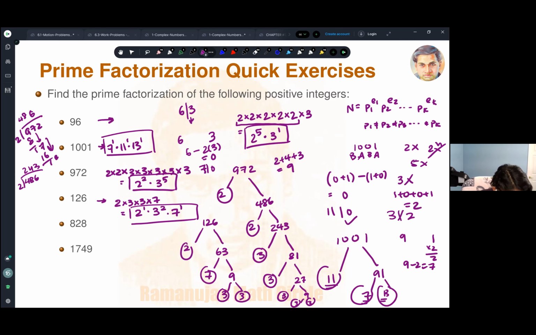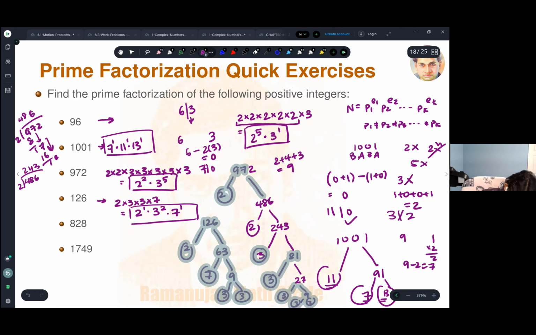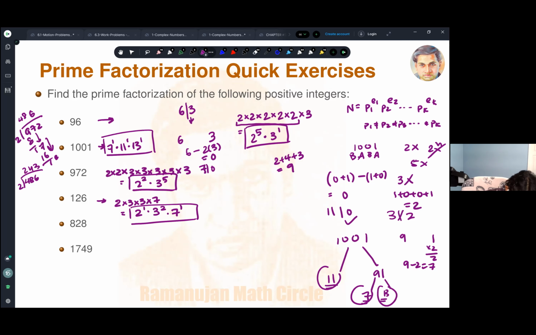Okay. Now I'm going to clear up the board a little bit. But now let's try some other examples. We're going to try 828 and 1749. And so those are our last 2 examples for practicing prime factorization. And then we shall go into our proper examples.